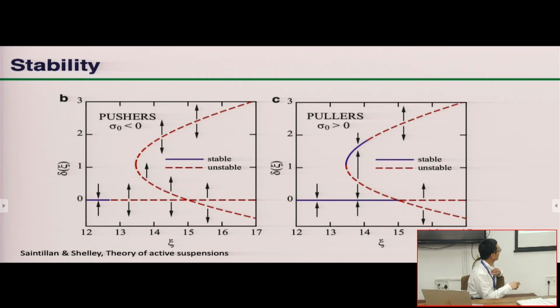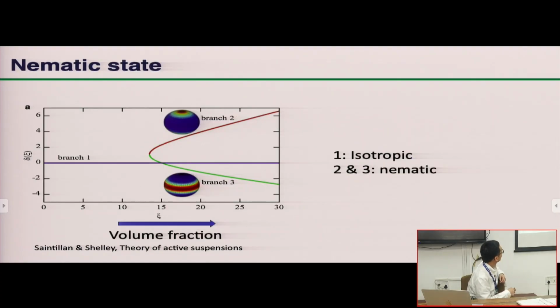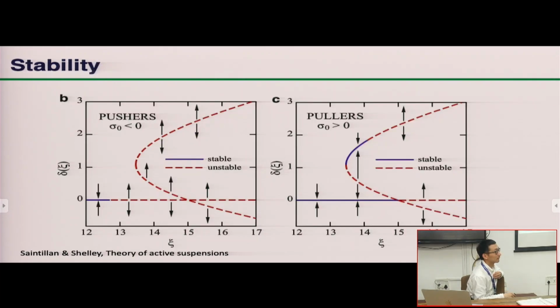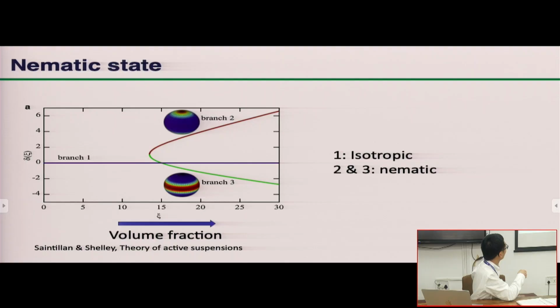So in this nematic branch, there's a little region that's actually stable, but everywhere else it's not. There are two different alignments, but they're all nematic. The parallel branches, the parabolic branches, yes, they are nematic. Those are the red and the green.